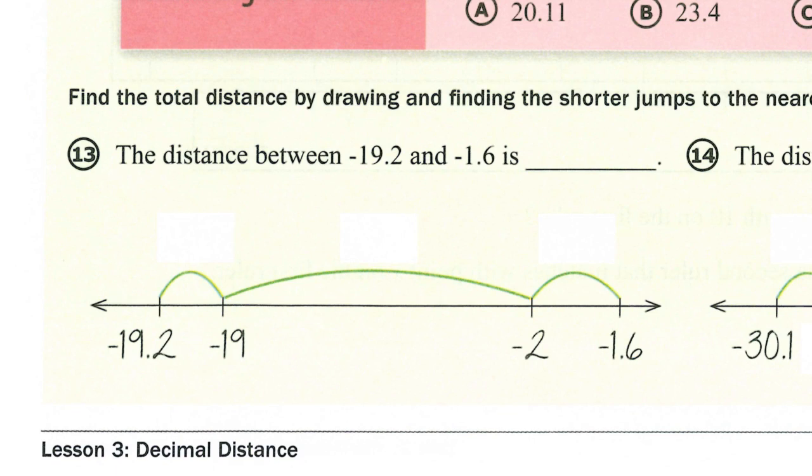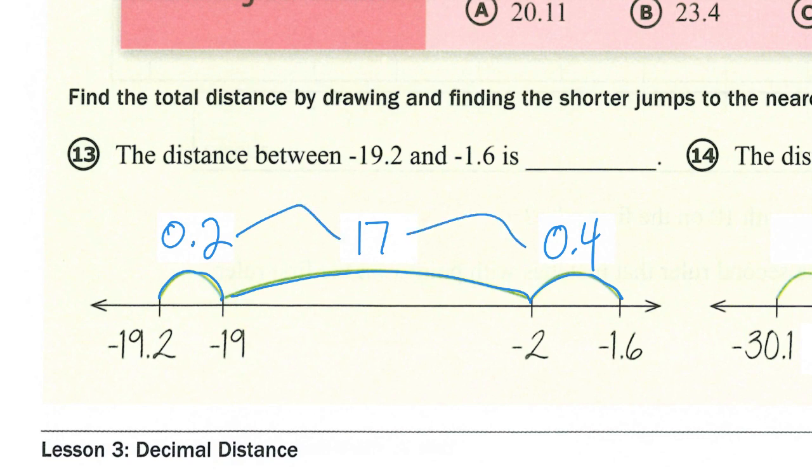Okay, in 13, we're finding the distance between negative 19.2 and negative 1.6. So we already have a number line here with some points drawn that'll make it easy. So from -2 to -19 is a distance of 17. From -2 to -1.6 would be a distance of 0.4. And from -19 to -19.2 would be a distance of 0.2. So if we look for the total distance between these, we would end up with 17.6.